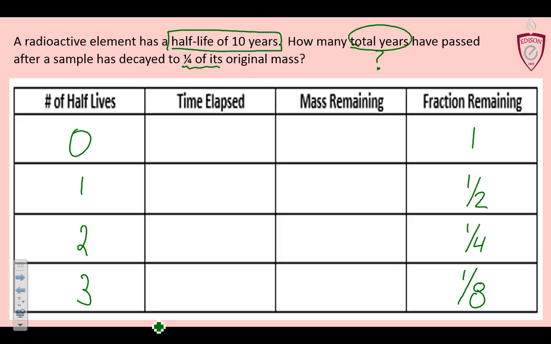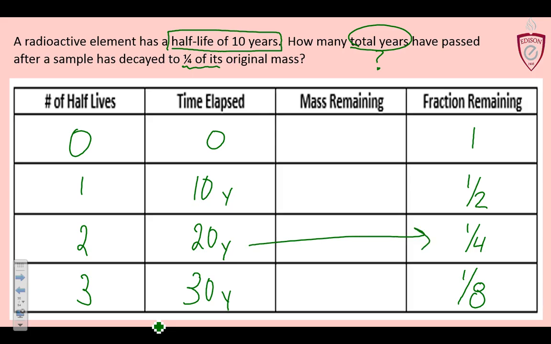The time elapsed for 0 half-lives is 0, and then it's going to be 10 years, and then 2 half-lives is going to be 20 years, and I'm done. I see 1/4 is at the 20-year mark, and that's our answer. It takes 20 years to have 1/4 of its original mass.